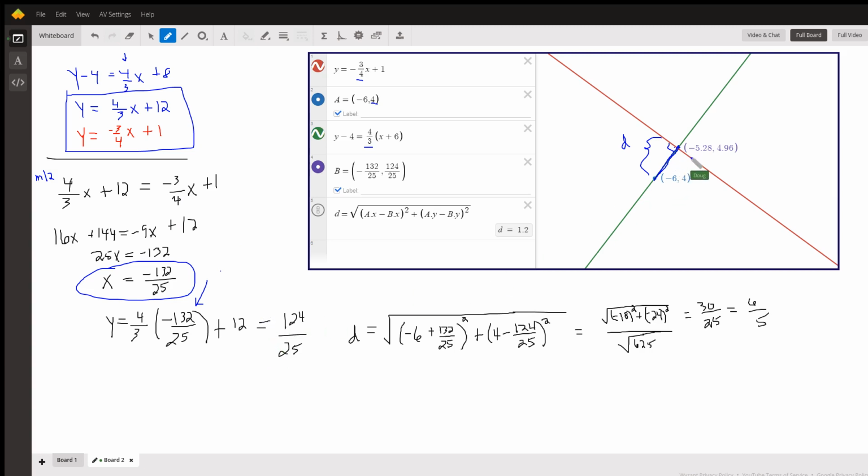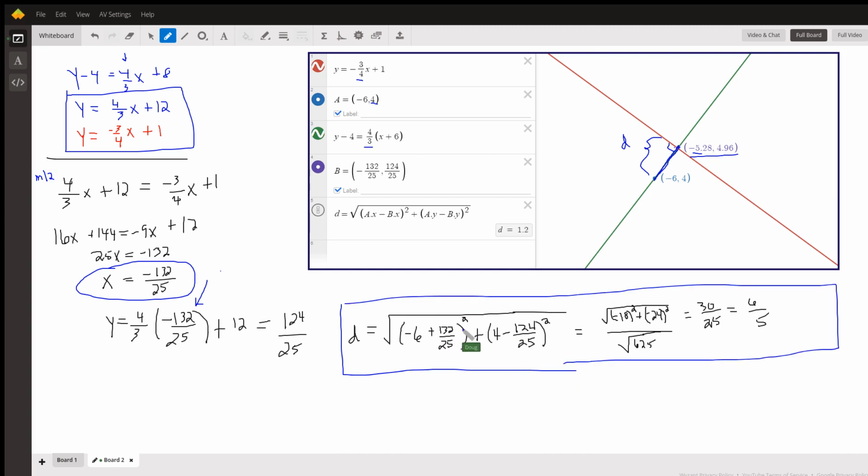So that's what this is right here in decimal notation. Negative 132/25, comma 124/25. If you want to find the distance between those 2 points, there's the distance formula. That's another example of what I mean by tedious. But negative 6 minus a negative 132/25 turns out to be negative 18/25. You got to square that.